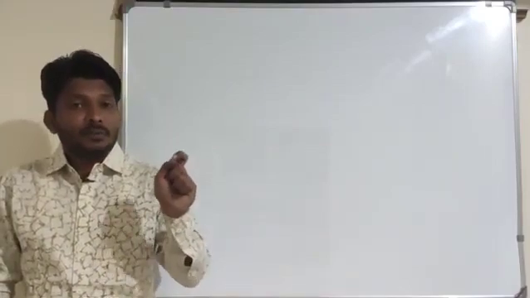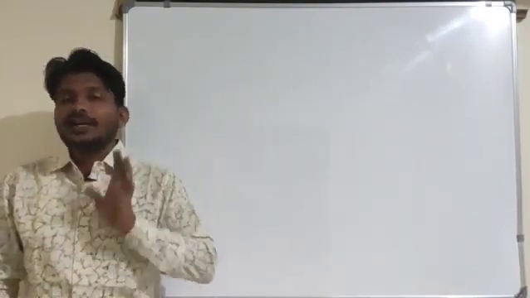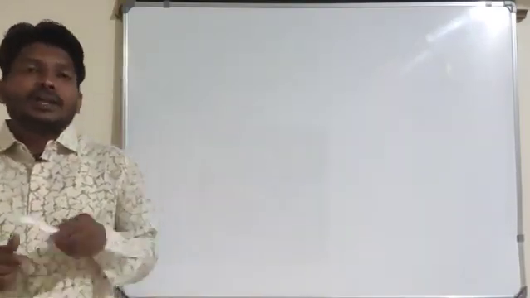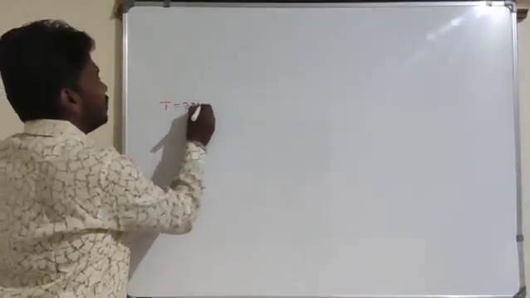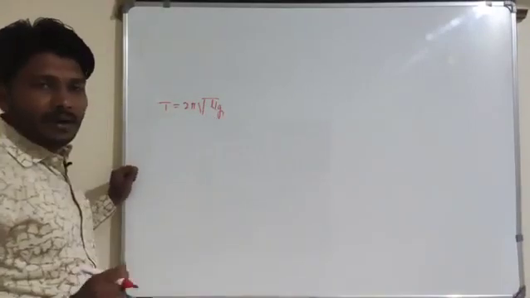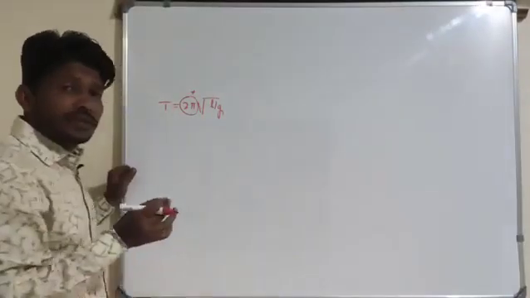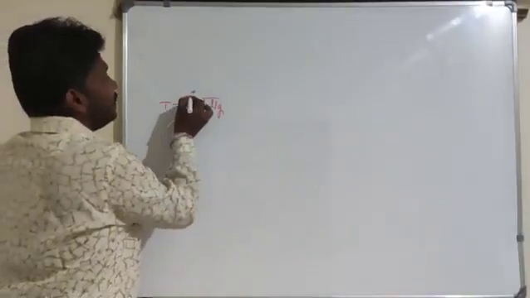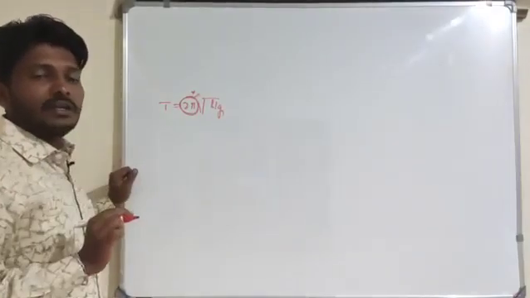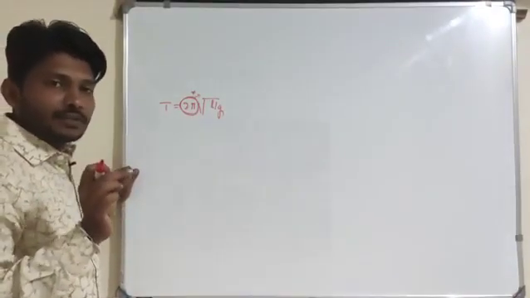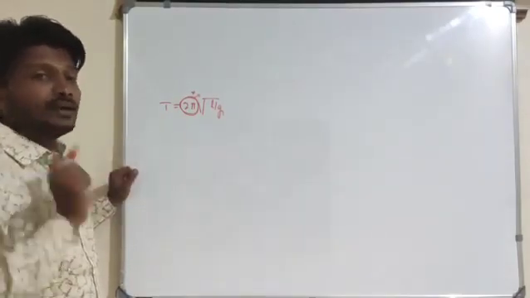What are the limitations of dimensional formulas here? Dimensional formulas don't give any information about the dimensionless constant in the given formula. For example, the equation for the time period of oscillation of a simple pendulum is 2 pi into square root of L by g. In order to derive this equation, 2 pi is a dimensionless constant, and the dimensional formula doesn't give any information about it. So the first limitation is that the dimensional formula doesn't give any information about a dimensionless constant in the formula.